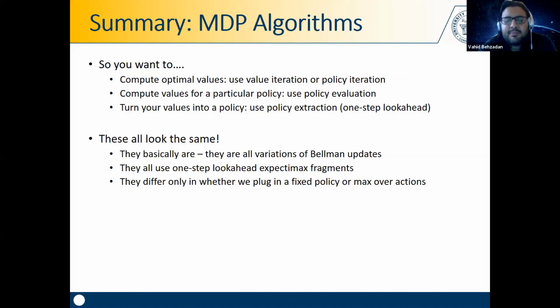Remember that Bellman equation? That Bellman equation is also known as a Bellman update because it recursively updates our estimate of a function or a value. They all use one-step look-ahead expectimax fragments. They differ only in whether we plug in a fixed policy or max over actions.